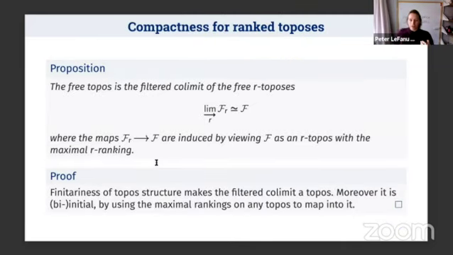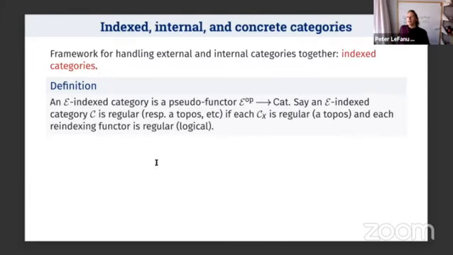Compactness is straightforward in this, in that we can show that the free topos is the filtered colimit of the free R toposes. I won't go through the details of that, but the free topos is, as one would hope, the colimit, which will let us apply compactness.